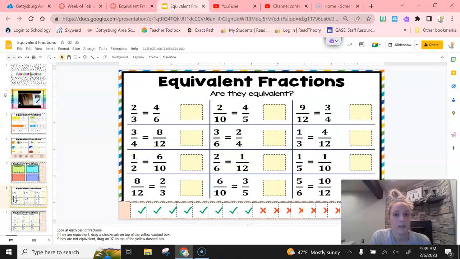All right. Moving down here, you're putting the check marks. There's directions at the bottom. The checks are going next to which ones are equivalent. The X's are going next to ones that are not. Very easy way to figure this out: cross multiply and compare the cross products. For example, cross this way. 3 times 4 is 12. 6 times 2 is 12. Those two cross products are equal, so you would take your little check mark and say, yep, those are equal, and drag it on up.